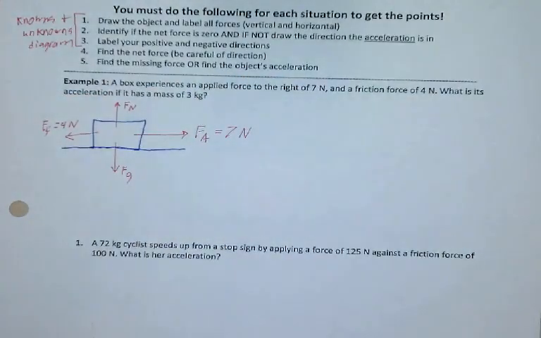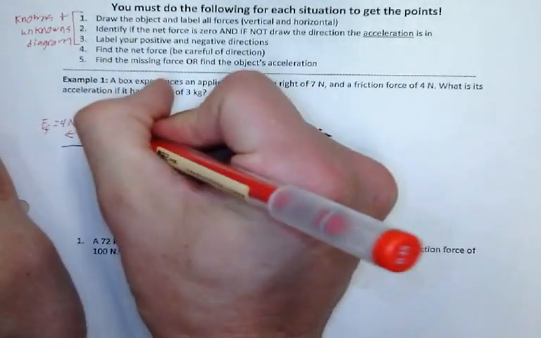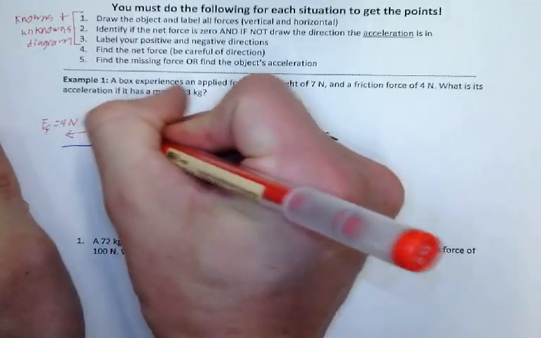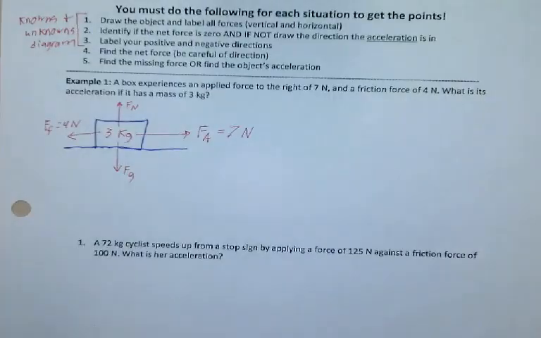You'll notice I drew my friction force arrow a little smaller. I do that on purpose because it's less force. I make it smaller, but I don't take off for that. If you make it the same size, I'm not taking off for that. That's fine. Last thing is I do include the mass. I just write the mass on the object, and the mass of this is 3 kilograms. So that's step 1. Step 1 is done. I drew the object and labeled the forces for the horizontal and the vertical.